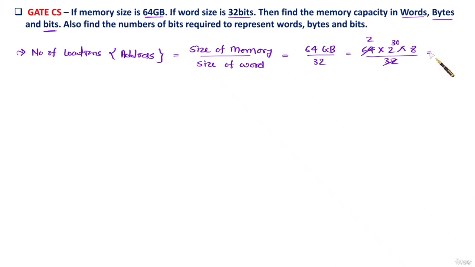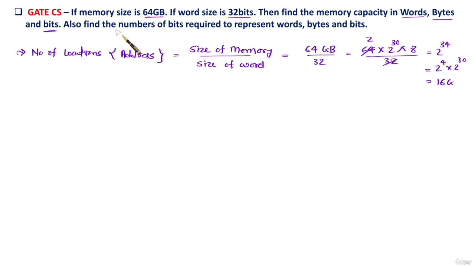So you can say here you have 2 into 8, means 2 to the power 4 into 2 to the power 30, means 2 to the power 34. So here you can say the number of locations will be 2 to the power 34. You can represent that in this way also: 2 to the power 4 into 2 to the power 30 means 16G. So 16G locations will be there.